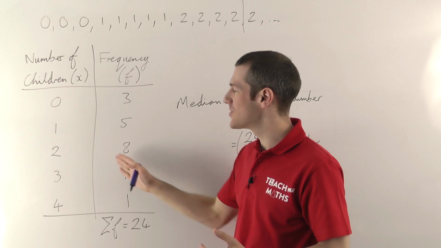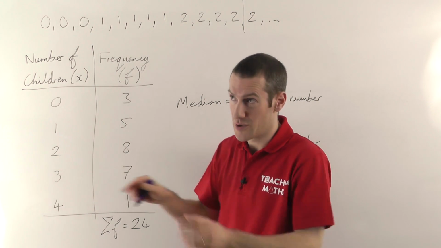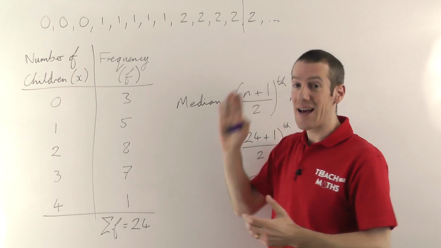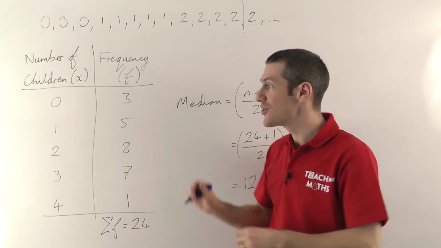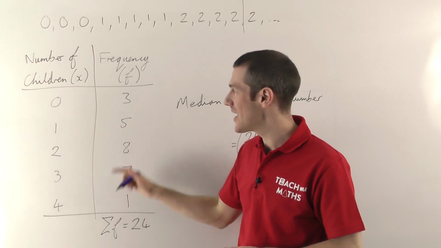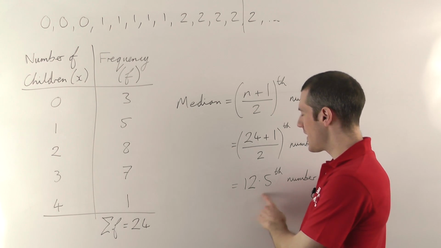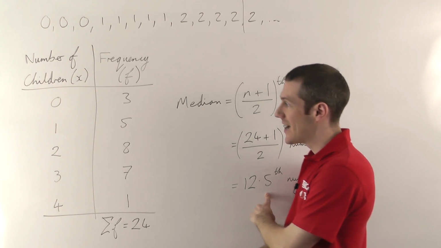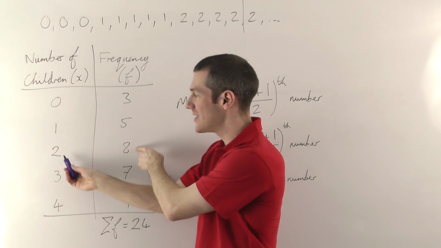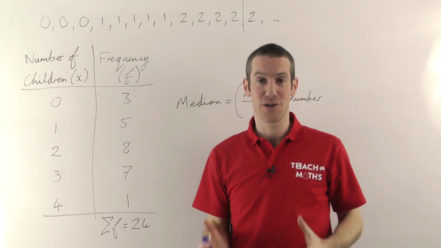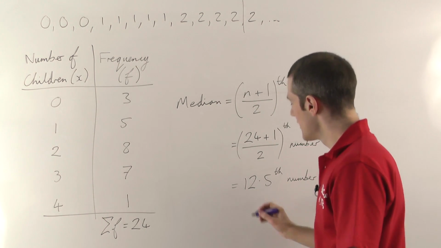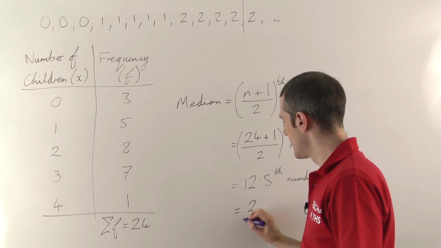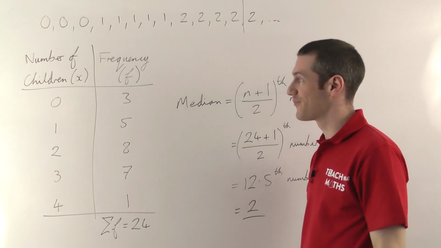So the median has to be somewhere between one of these 2s, or between 2 of these 2s, and so the median has to be 2. So you can see what the median is just by looking at the table, counting the frequencies, and finding where the 12th and 13th numbers would sit. And in this case, they would sit in these 8 2s, so the median has to be 2. So in this case, the 12.5 number would just be 2.